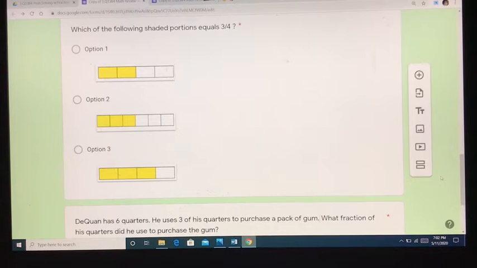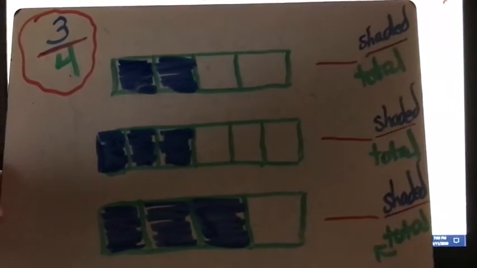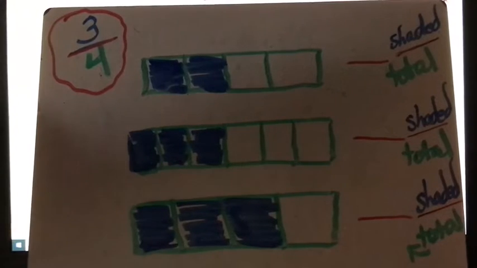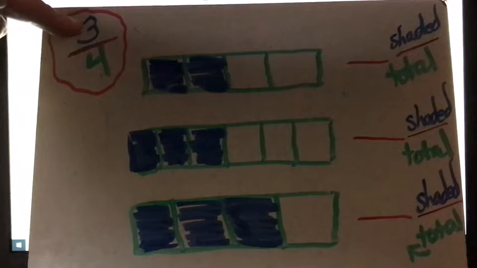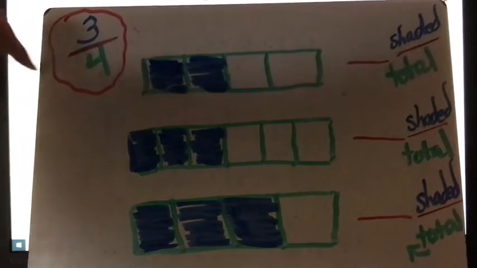Problem number 3 says, which of the following shaded portions equals 3/4? So the number we're looking at is 3 out of 4 or 3/4, all different ways to say it. And then we need to shade. All right, so look at our pictures. I'm going to have a drawing of what is on the screen. They want us to find 3/4 shaded or 3 out of 4 shaded.